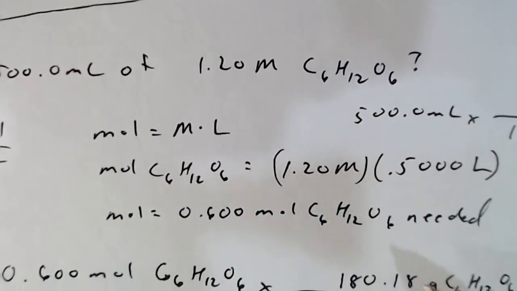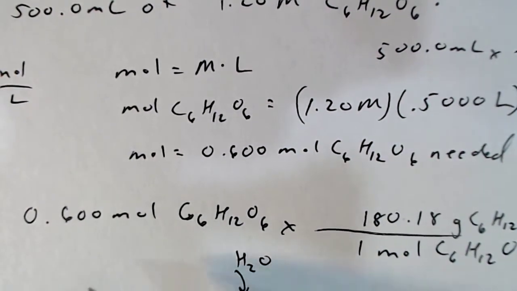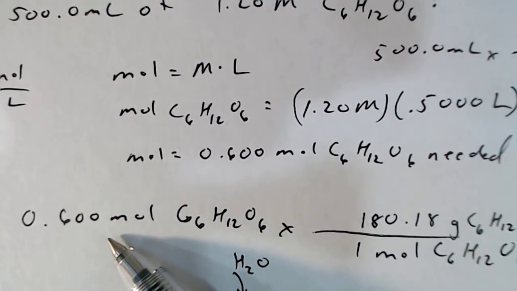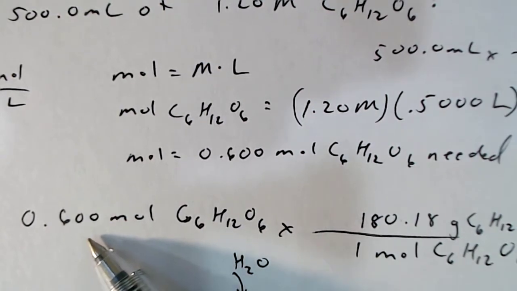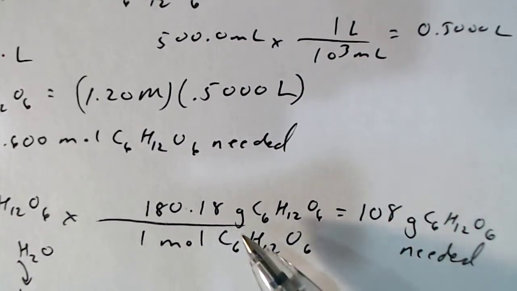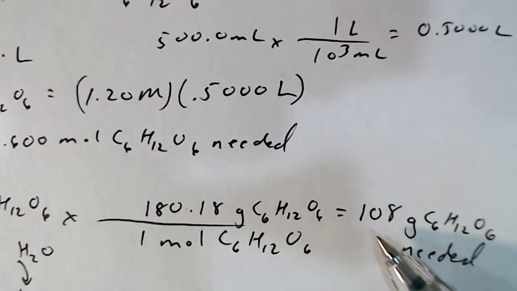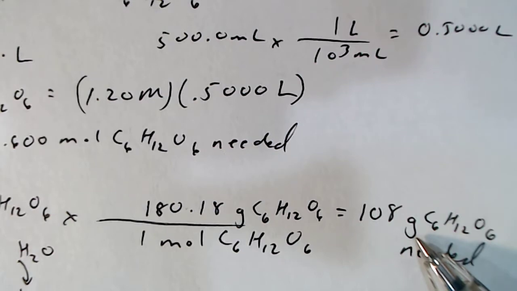But our scales don't measure moles, they only measure grams, and so you need to figure out how many grams of glucose you need. Convert your moles of glucose into grams of glucose by using the molar mass of glucose. In order to prepare the solution, you now know you need to use 108 grams of glucose.